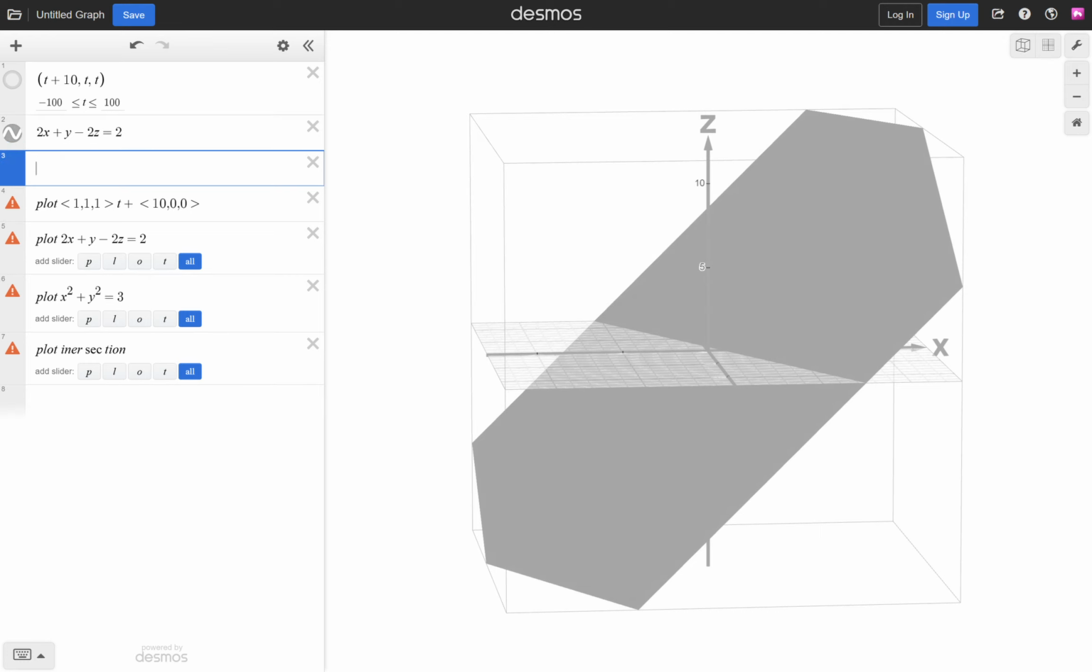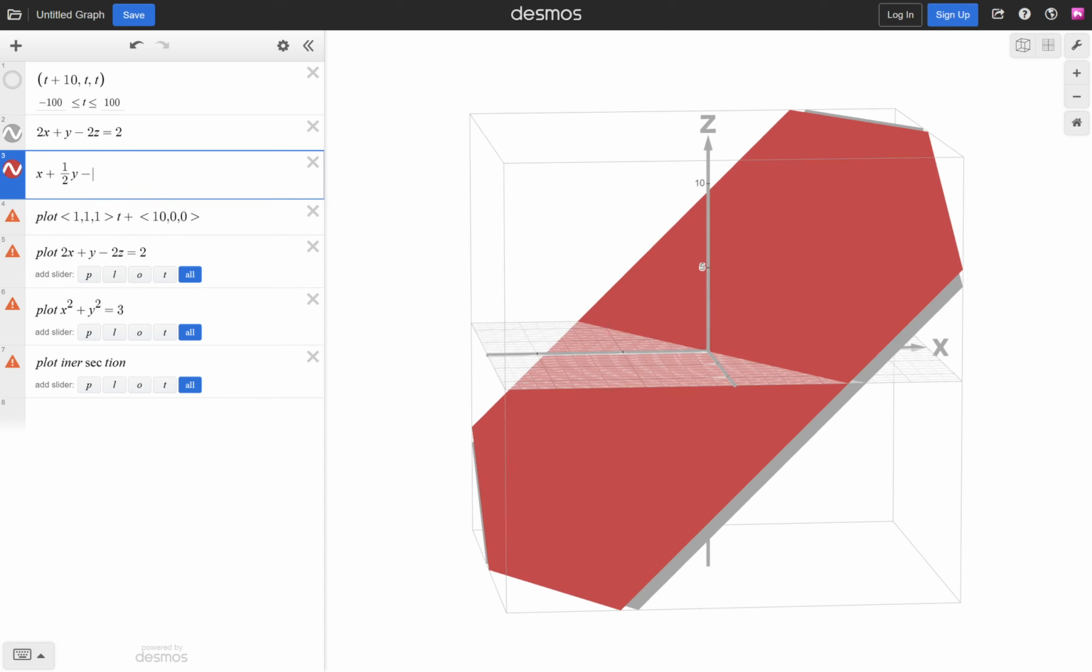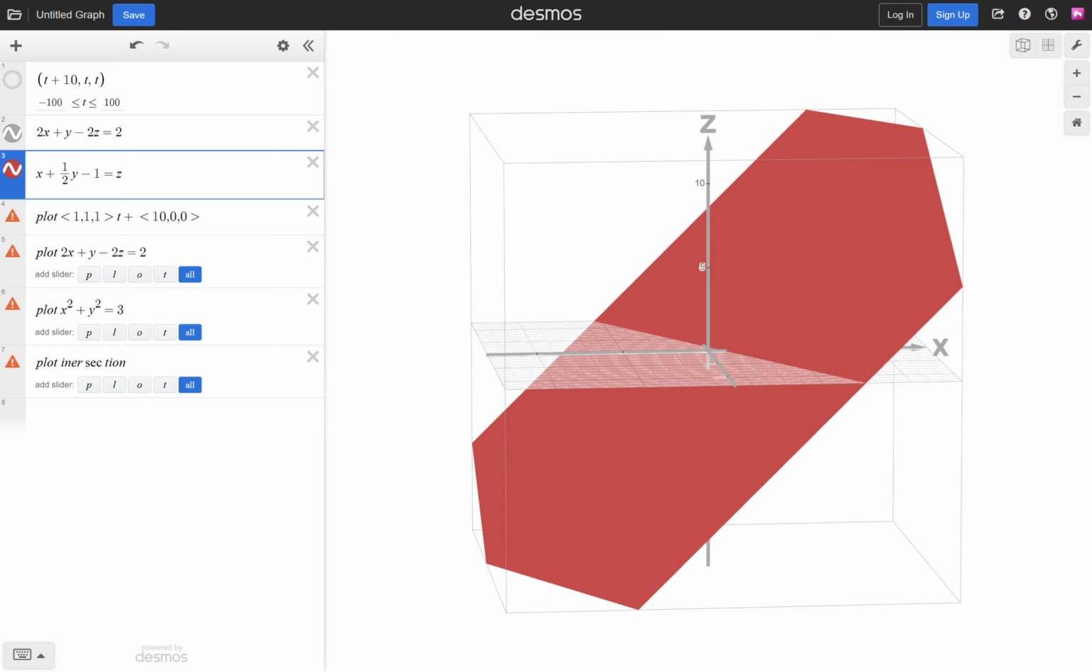Another thing we could do is algebraically manipulate this. x plus 1 half y minus 1 equals z, and this gives us the same plane in terms of z, which will help us later.